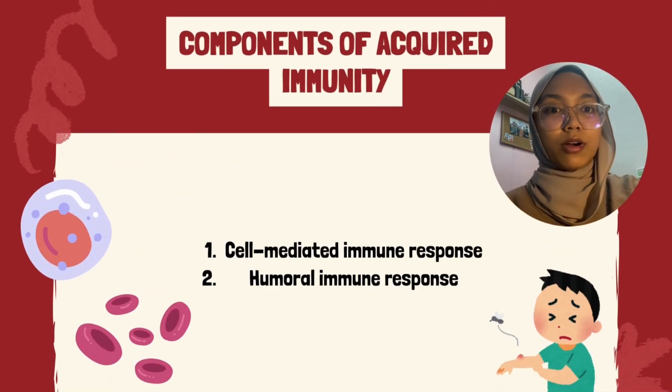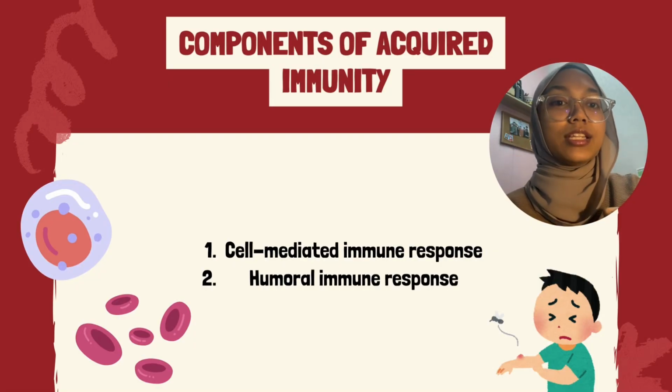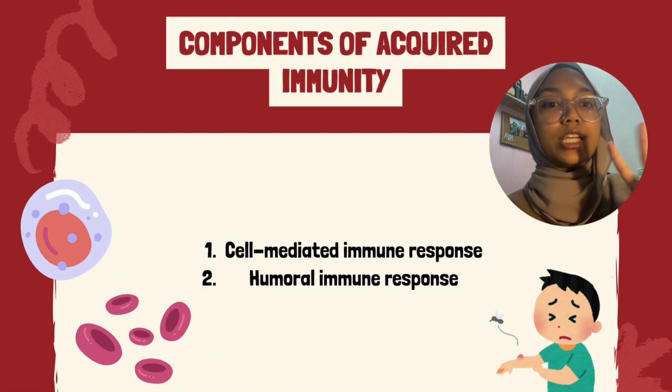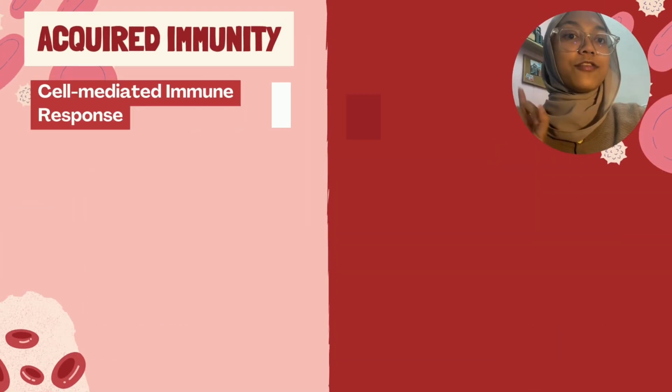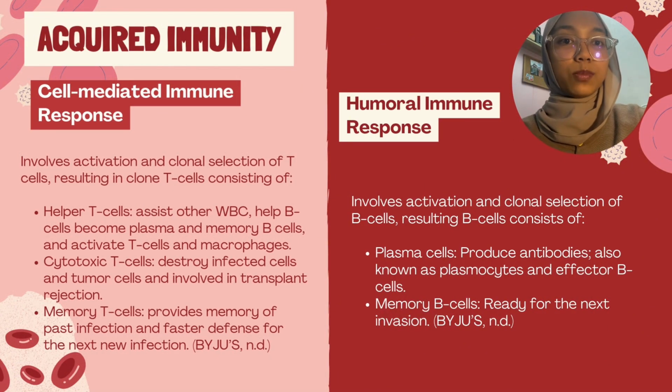Now we will talk about the components of acquired immunity. Number 1 is cell-mediated immune response, and number 2 is humoral immune response. Firstly, cell-mediated immune response involves activation and clonal selection of T cells, resulting in clone T cells consisting of number 1, helper T cells, which function in assisting other white blood cells, help B cells become plasma and memory B cells, and also activate T cells and macrophages.